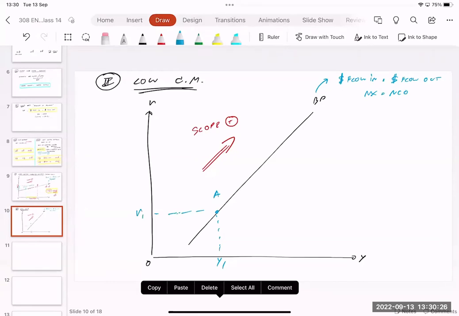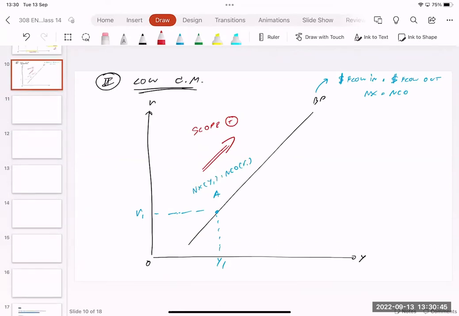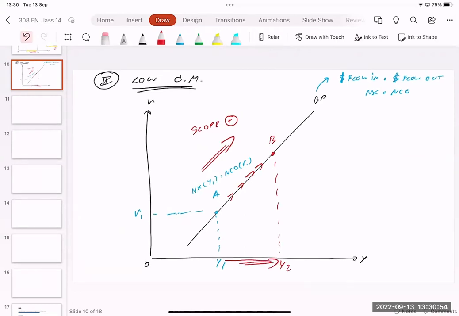Okay, equal to R1. Point A at the GDP equal to Y1, the real interest rate equal to R1, and NX equal to NCO. And then just like before, if we have the case of moving along the curve from point A to point B, you can see the GDP increasing from Y1 to Y2.